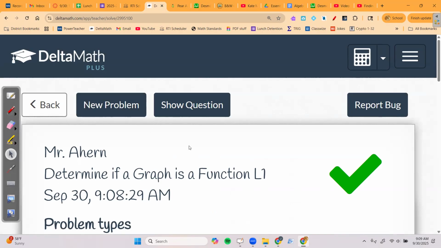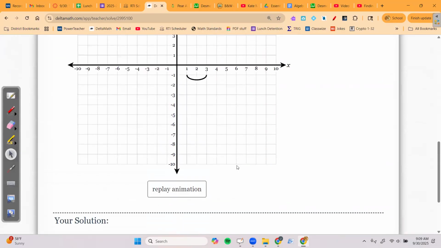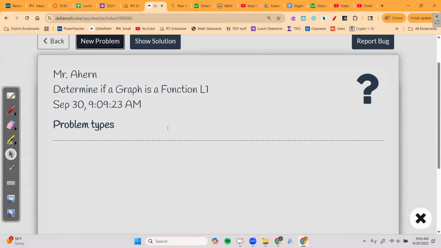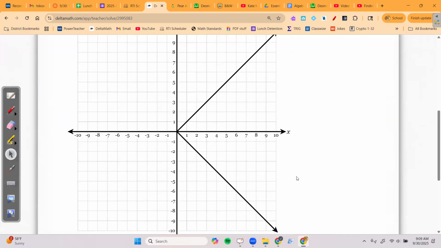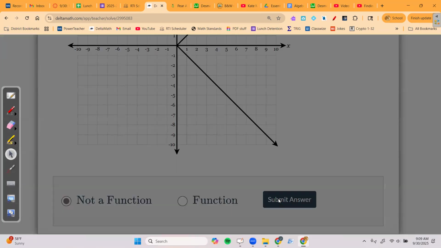Can I get a new problem? Oh, it's animating. It's showing you the vertical line. I forgot that it does that, which is actually kind of neat. Is this a function? Good. You guys got the idea, right? You can clearly see that the vertical line test is going to double ping, right? So this one we would pick not a function.